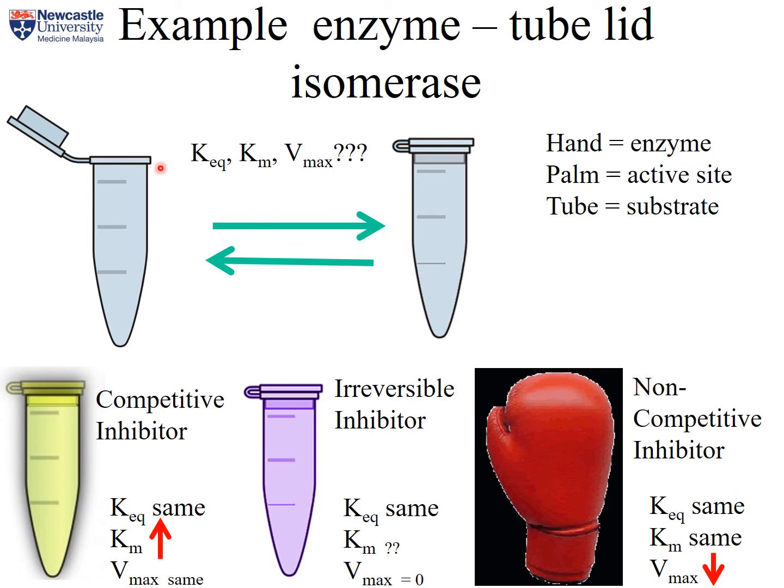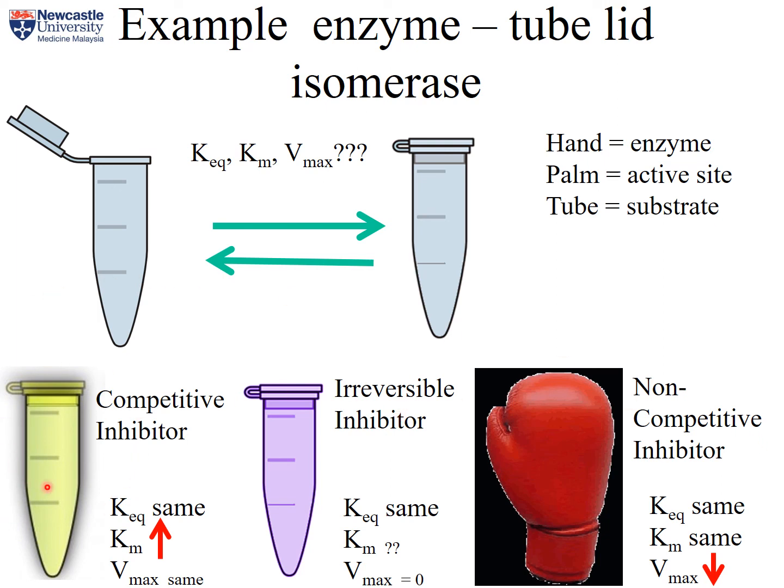So what is Keq? It is the equilibrium constant, which will tell you the ratio of product versus substrate at equilibrium. Now we know that Keq is a constant with or without inhibition and with or without enzyme. Therefore, it will always be the same. Now, how about Km and Vmax? Let's look at these three scenarios one by one.